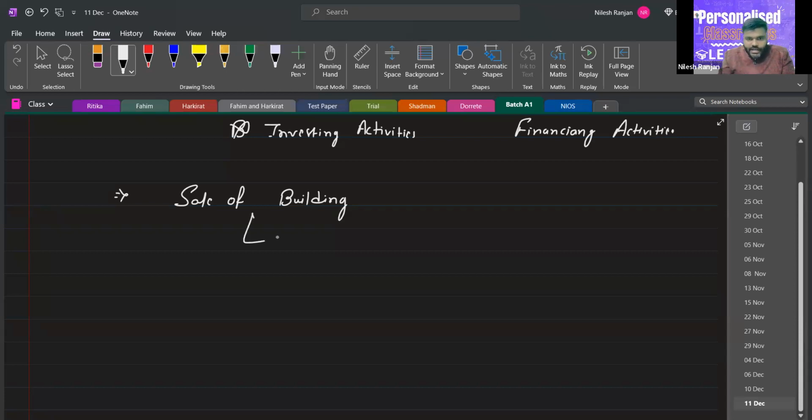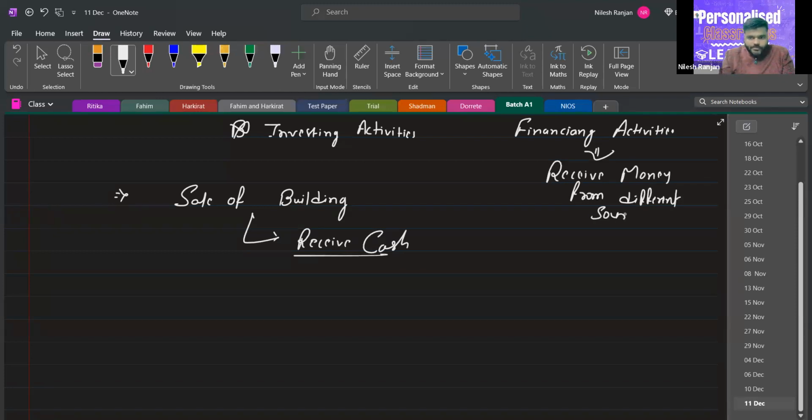So sale of building, in that case, we will receive money. In which category will it come, investing or financing? Financing, because as per the definition, it should be financing activities, but it is not. You just told me that sale of building, proceeds from sale of fixed assets, is under investing activities. Yes or no?